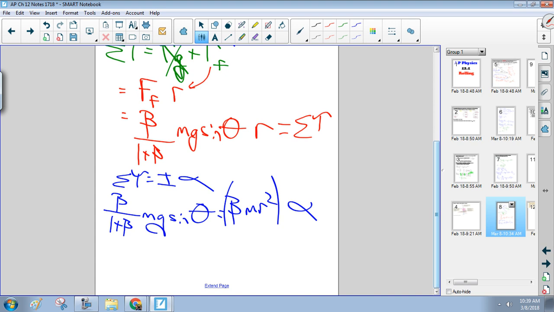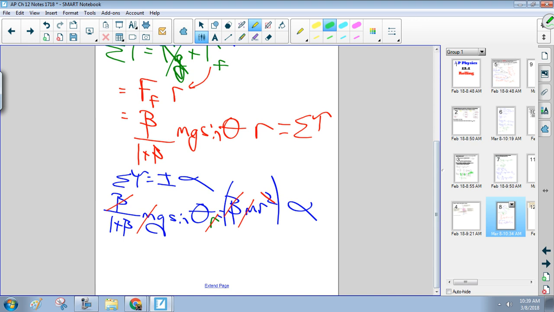So what do you notice? Betas cancel. Masses cancel. One of the R's cancels. Oh shoot, I forgot my R. Thank you. When I wrote my net torque, I forgot an R. So now one of the R's cancels, so you get R alpha.